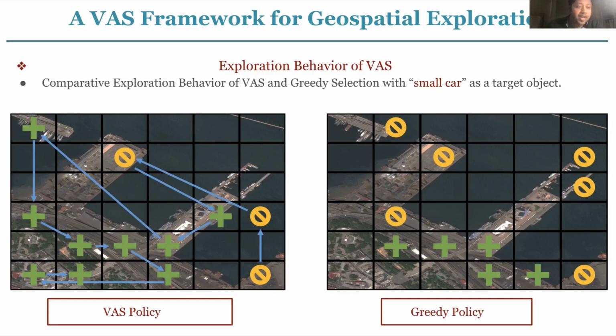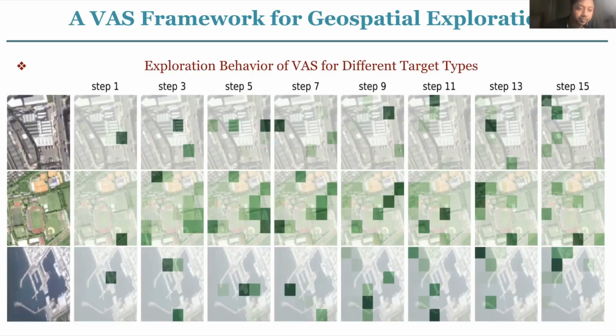Here is a comparative exploration behavior of VAS and greedy policy with small car as a target object to be searched. We can see that greedy policy makes similar mistakes multiple times, whereas VAS initially makes a mistake but leverages the information from the query outcomes efficiently to adapt its search strategy that ultimately results in discovering more target grids.